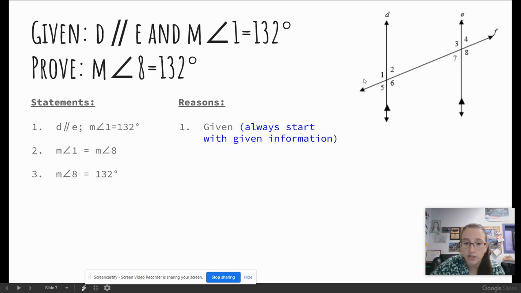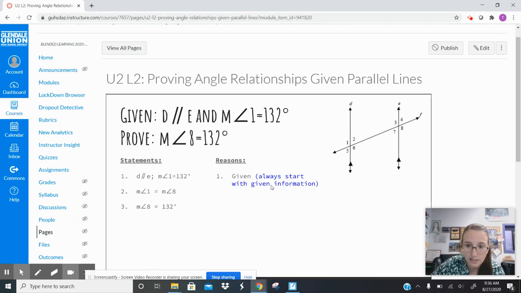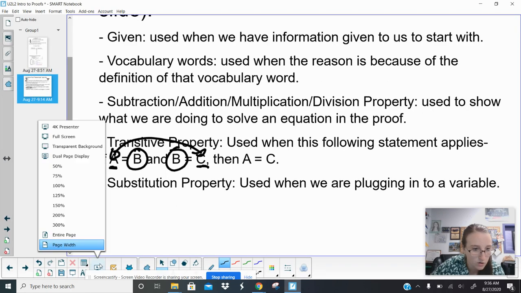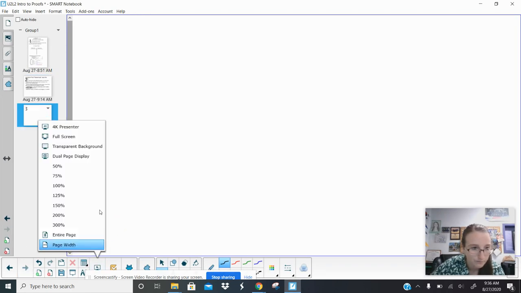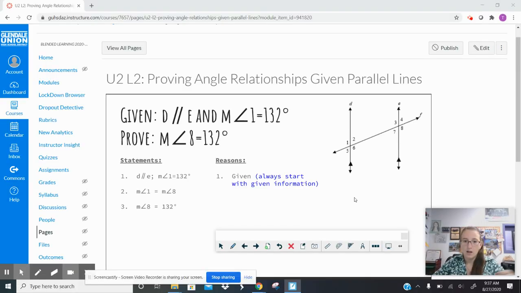It's 132. So I'm going to real quick minimize this and pull up a smartboard screen so I can write over it. So here's angle 1. Angle 1 is 132 degrees. If you're ever given numbers as information, you always want to label them on your picture. So make sure you have that picture copied down, and let's go from here.